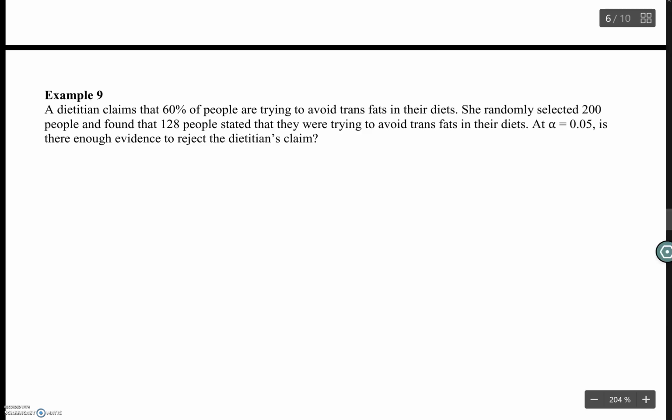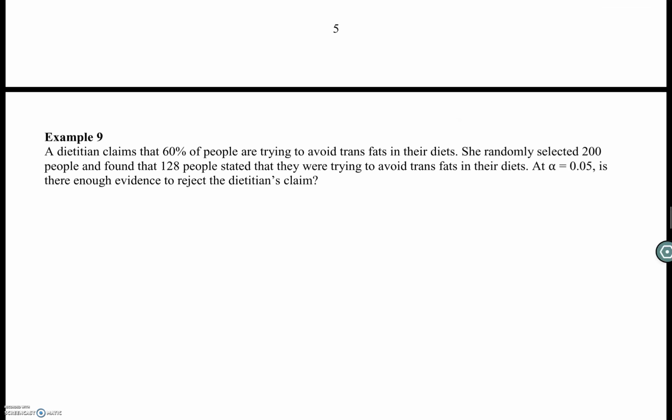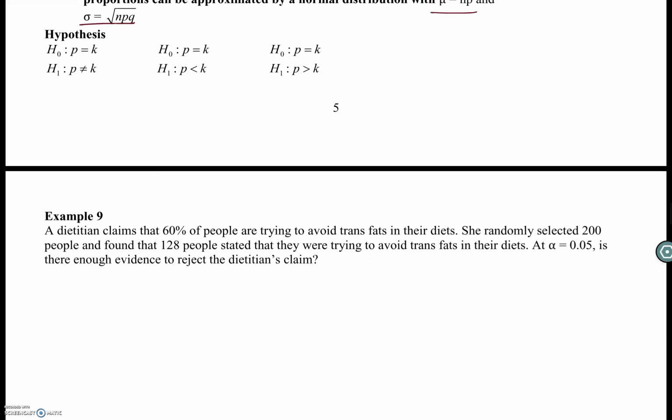I'm not making an interval, but you're right, it would be. Would your p-hat be 60? Not quite. So the dietitian is claiming 60%, right? The piece that goes in my claim, if we look at the hypotheses above, is it P or P hat? P. So this is my population P for the 60%, so 0.6.